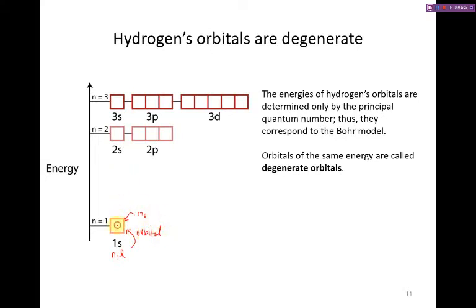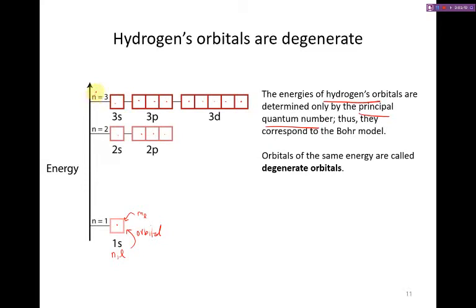So we see we've got 1, 2, 3, 4, 5, 6, 7, 8, 9, 10, 11, 12, 13, 14 orbitals within the first three shells of hydrogen. And it turns out that for hydrogen, the energy of these orbitals is dependent only upon the principal quantum number. Thus, the energy is actually predicted by the Bohr model.